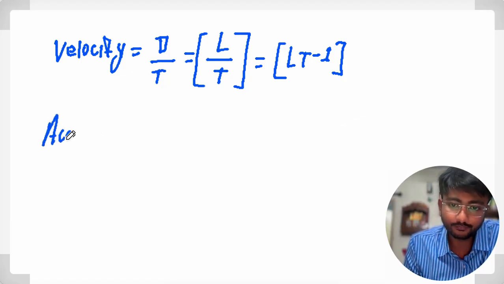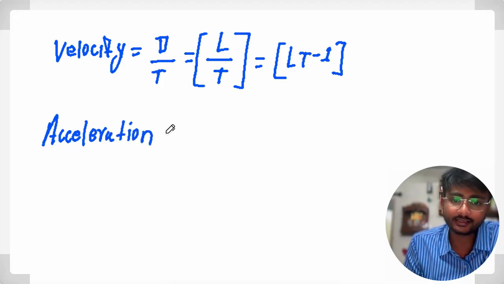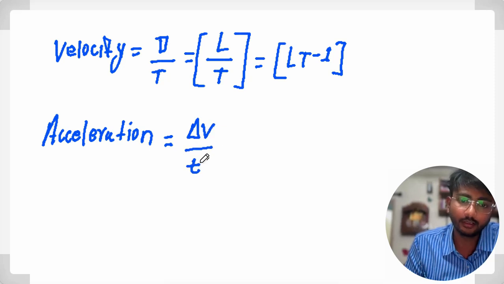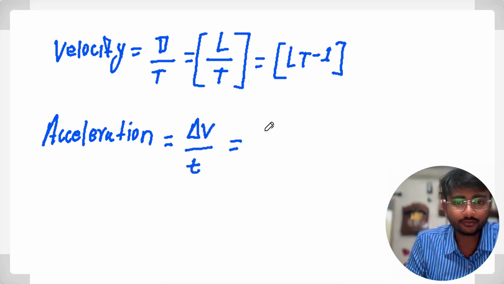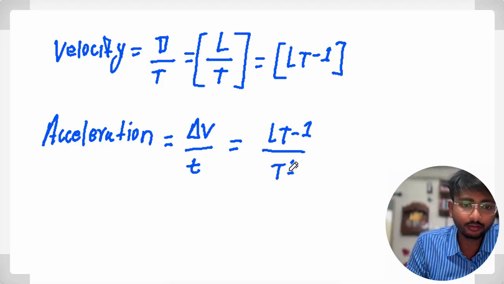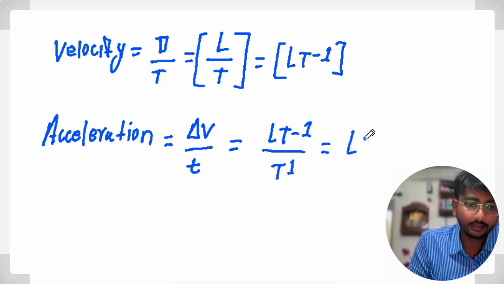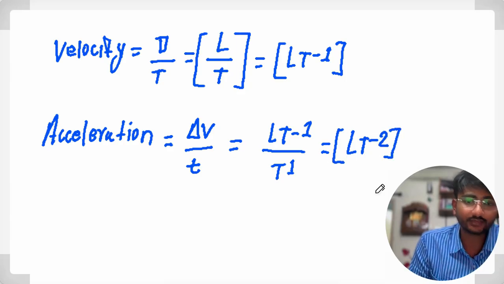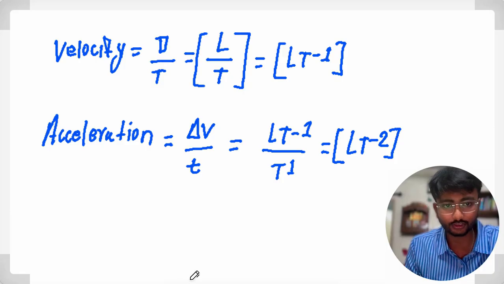Now acceleration. Acceleration is what? Change in velocity per unit time, right? That is, velocity is what? L t to the power minus 1 upon time, that is t to the power 1. So this becomes L t to the power minus 2, right? This will be the dimension of acceleration.